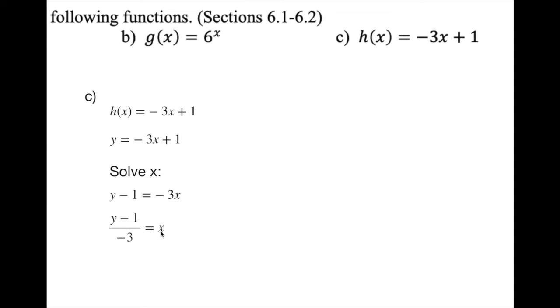So now we have finished solving for x. Then we want to change x to y and change y to x. That's the next step in order to get the inverse function. So that will become this equation here. And again, we don't want to use y. We will use h inverse of x instead. So if we rewrite that, that will become h inverse of x, which is exactly the same as y here. That will be minus x plus 1 divided by 3.